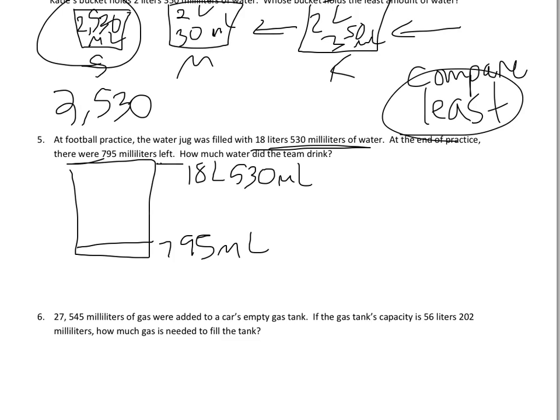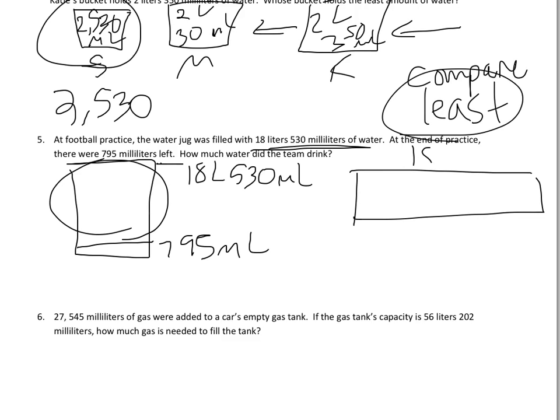So to find this missing amount that's here, we can think about a tape diagram. Here's the total, 18 liters, 530 milliliters. There's only 795 milliliters left to find this missing part. So students are going to use subtraction to solve, because we see how much water did the team drink.